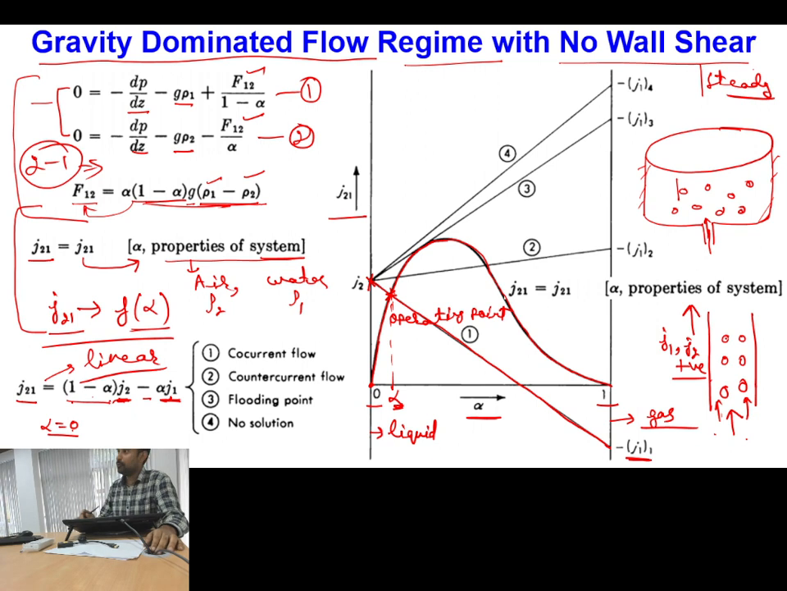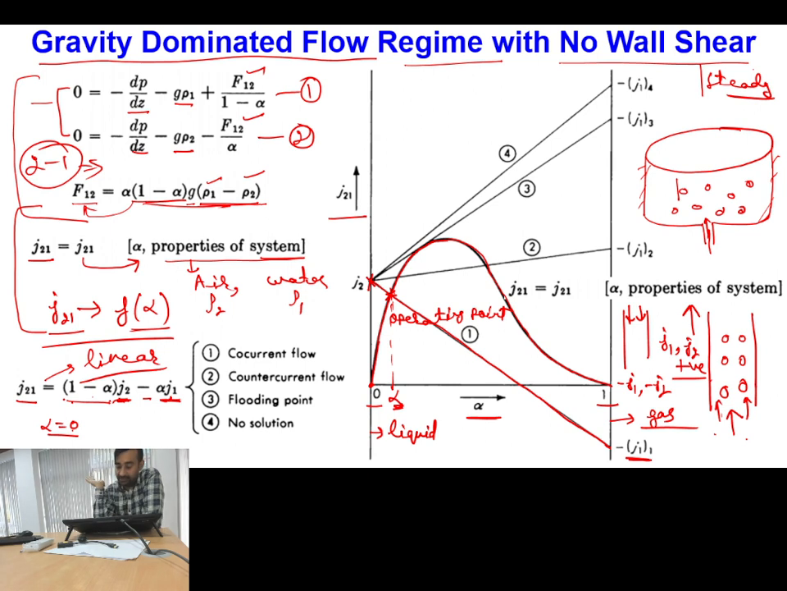Now this co-current flow can be in the upward direction and it can also be in the downward direction. If co-current flow is in the downward direction, what will happen? I will write J1 and J2 as minus J1, minus J2, because if I consider the downward direction negative. Then corresponding to that also I will get a straight line, and I will be able to predict the flow parameters.